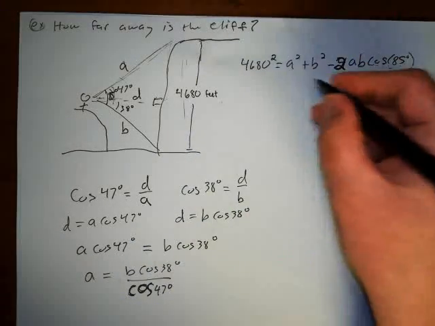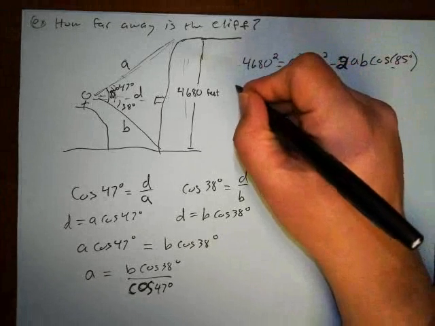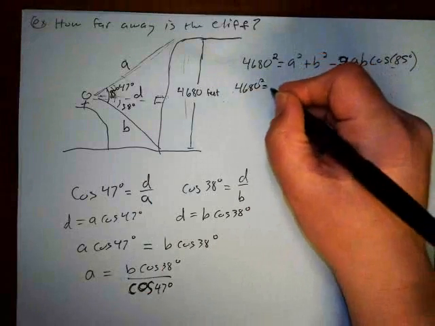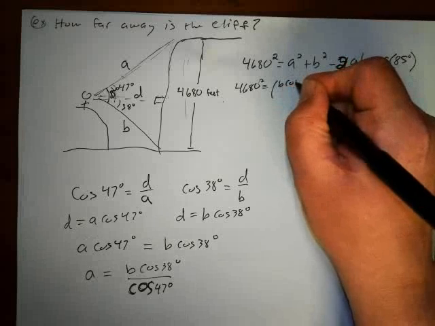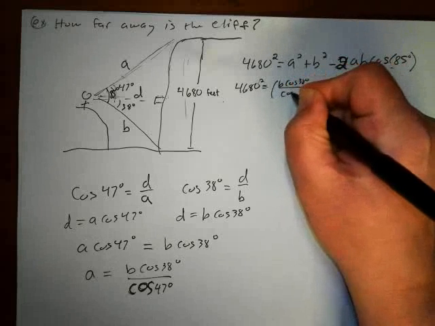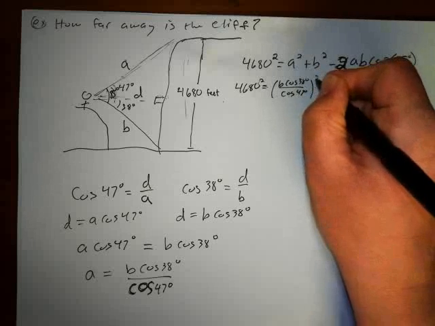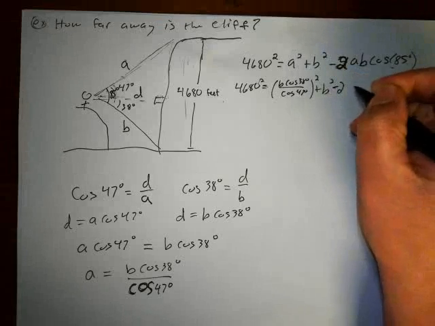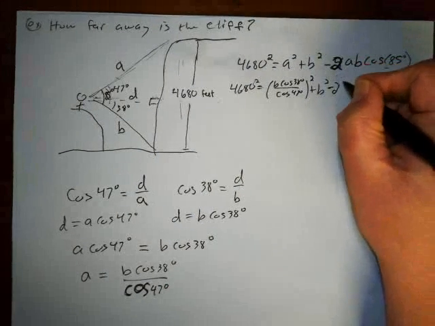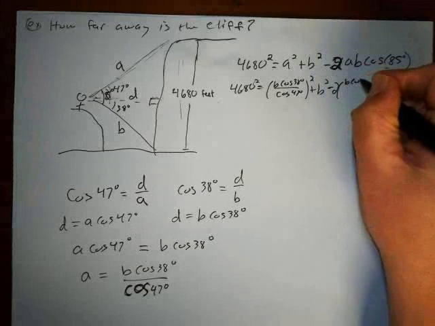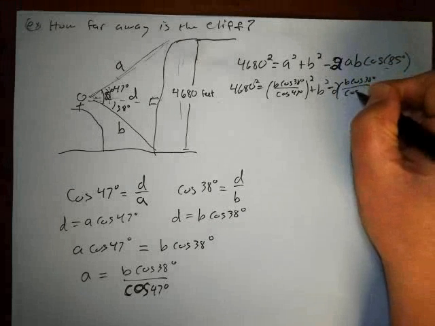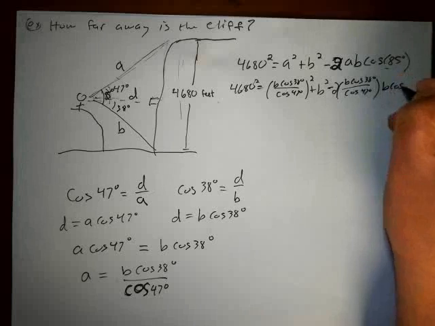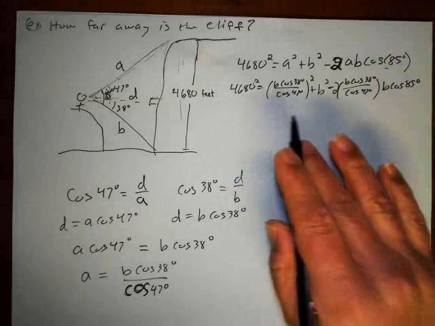So I'm going to plug this in for b here, and I'm going to need a lot of space to do this. So in for a, I get this, b cosine 38 degrees over cosine 47 degrees, that quantity squared, plus b squared minus 2, and then in for a again here, I'm going to put b cosine 38 degrees over cosine 47 degrees, and then I have a b and I have a cosine of 85 degrees. So I got all of this.